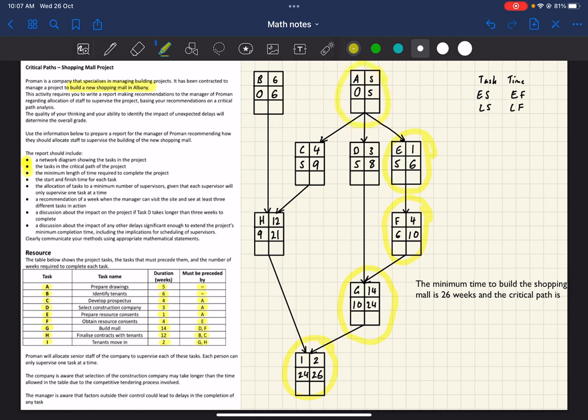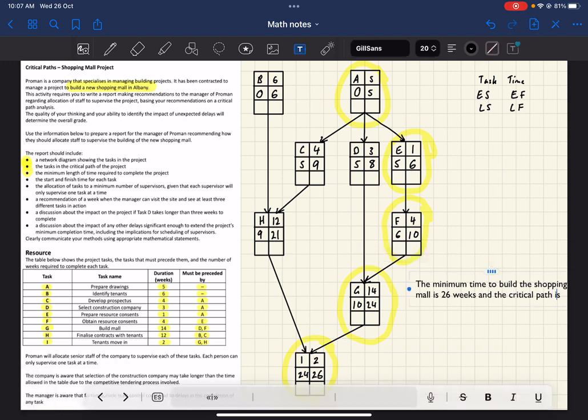So that is our critical path there: A, E, F, G, I. They have to start and finish on time for this project to be completed on time. So the critical path is A, E, F, G, I.